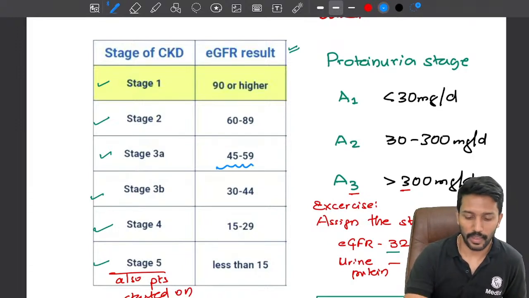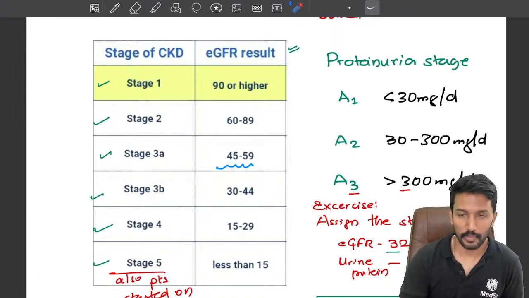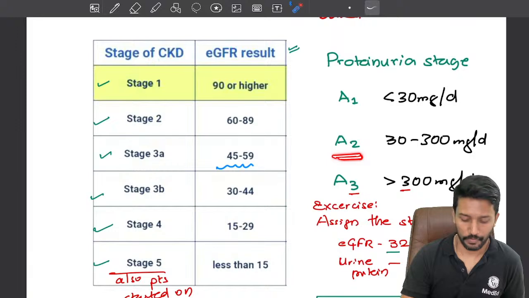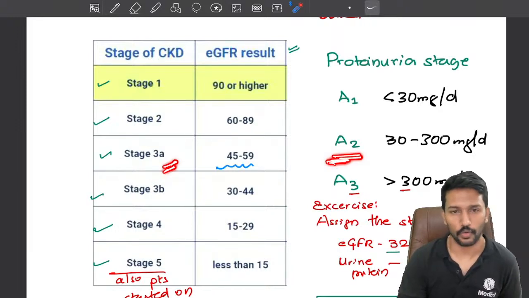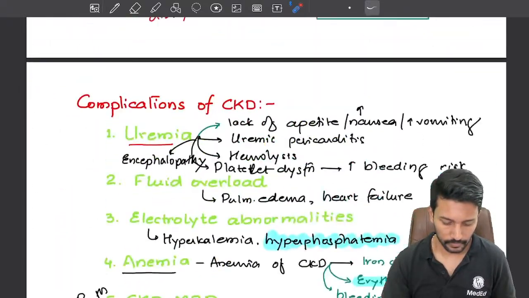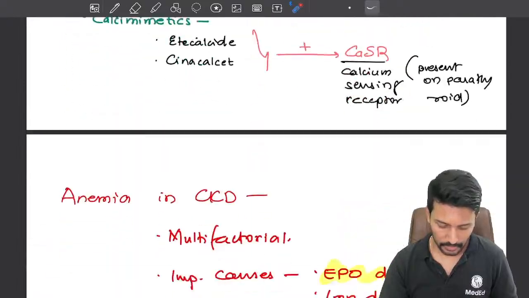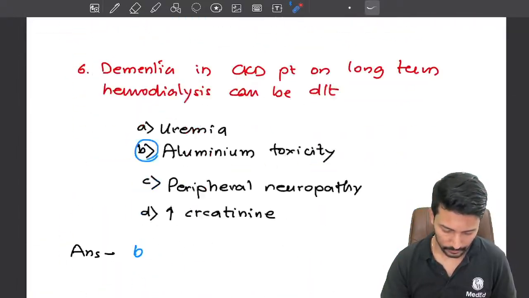And what is the urine albumin? 180 milligrams per day, right? So 180 milligrams fits into A2, right? 55, that is 3A, and 180 fits into A2. 3A, A2 would be the patient's stage, right? So let us look at the options.